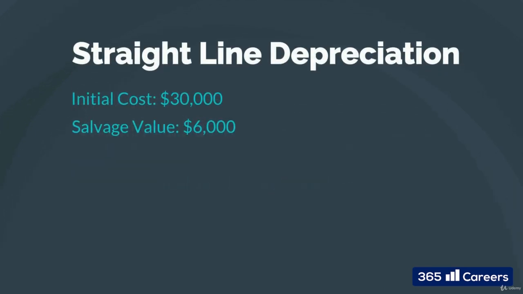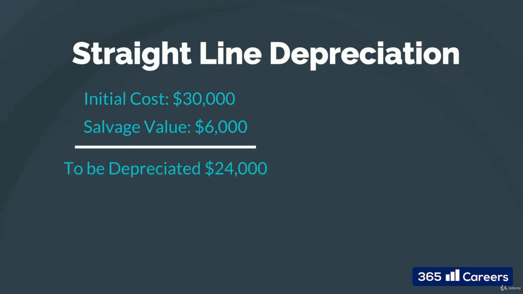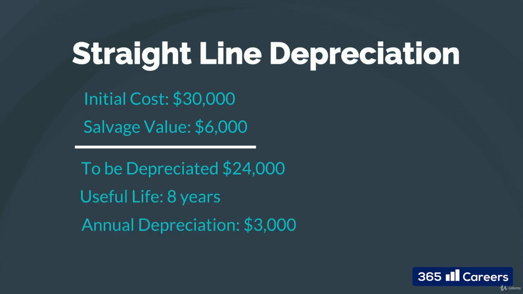The straight-line depreciation method does the following. It considers the initial cost of the asset and its salvage value, which is how much the asset will be worth at the end of its useful life. Let's say that, in our example, the salvage value of the asset will be $6,000. Then we will calculate the difference between $30,000 and $6,000, which would give us the amount that will be depreciated throughout the useful life of the asset. $30,000 minus $6,000 equals $24,000.